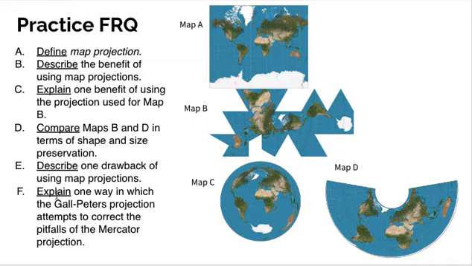Okay, then for F, explain one way in which the Gall-Peters projection attempts to correct the pitfalls of the Mercator projection. So in this one, it expects you to know those two projections, and I would argue those are the only two that you actually have to keep up in your brain. Like there are a gazillion types of projections, and you don't have to know all of them. But this is an example of one that you could do on your own to sort of walk you through this idea of thinking about how to approach an FRQ.